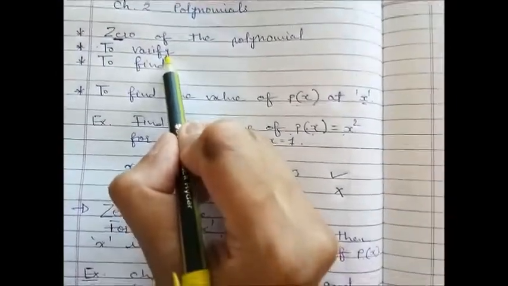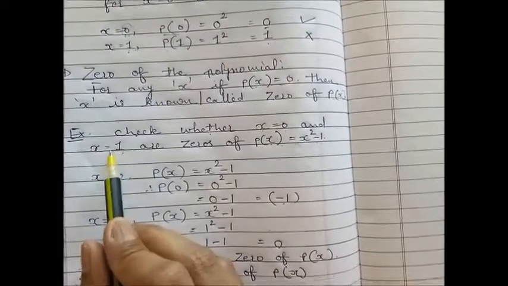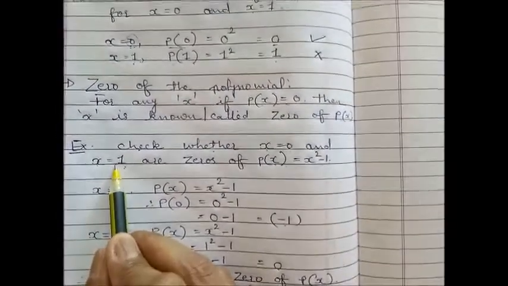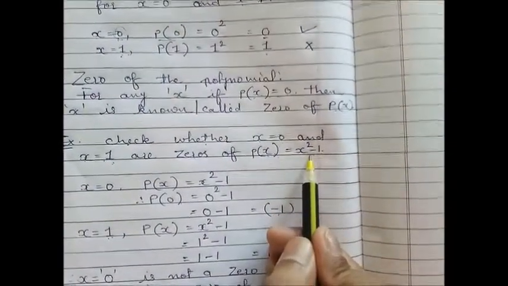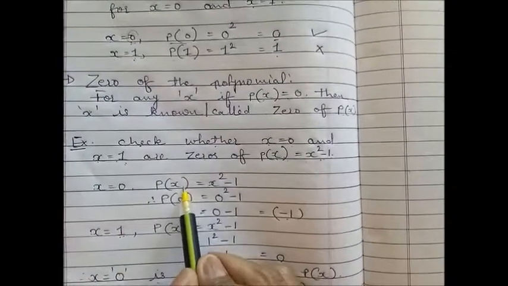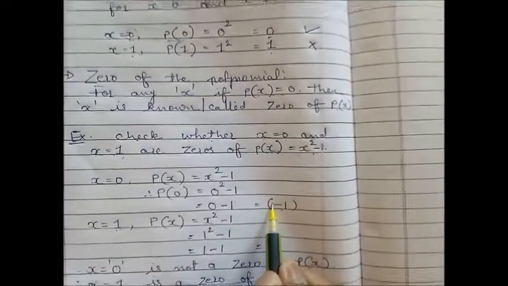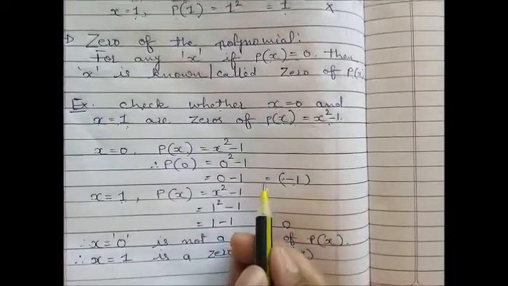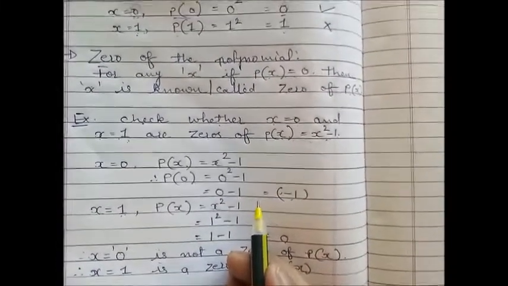This was our second topic, that is to verify the zeros of the polynomial. That means you will be given any values of x and you have to check whether those values of x are the zeros of the polynomial or not. So simple, you have to put that value in your polynomial p of x, and if that value comes 0, that means it is the 0 of the polynomial, and if that value is not coming 0, then that is not the 0 of that polynomial, right?